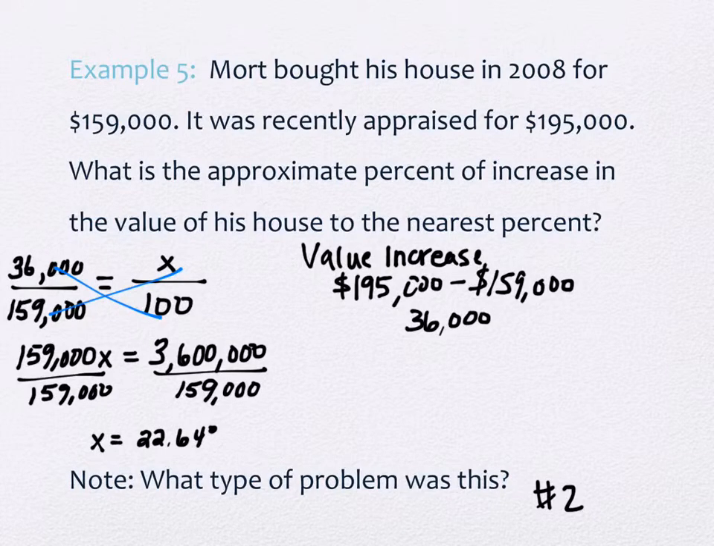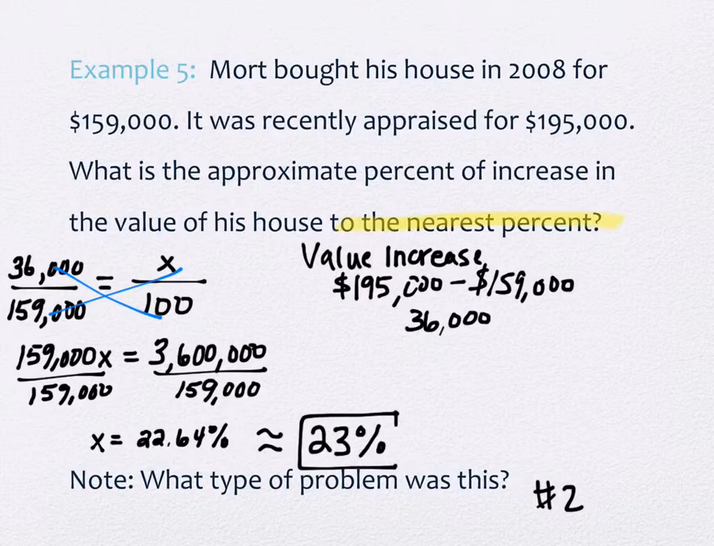Okay, now let's go back up to the directions one more time. How does it want our answer reported? To the nearest percent. So how are we going to alter what you gave me, Kayla? Right, so we're going to go ahead and report the answer to the nearest whole percentage, which would be 23%. So it's a 23% increase in value on the house.